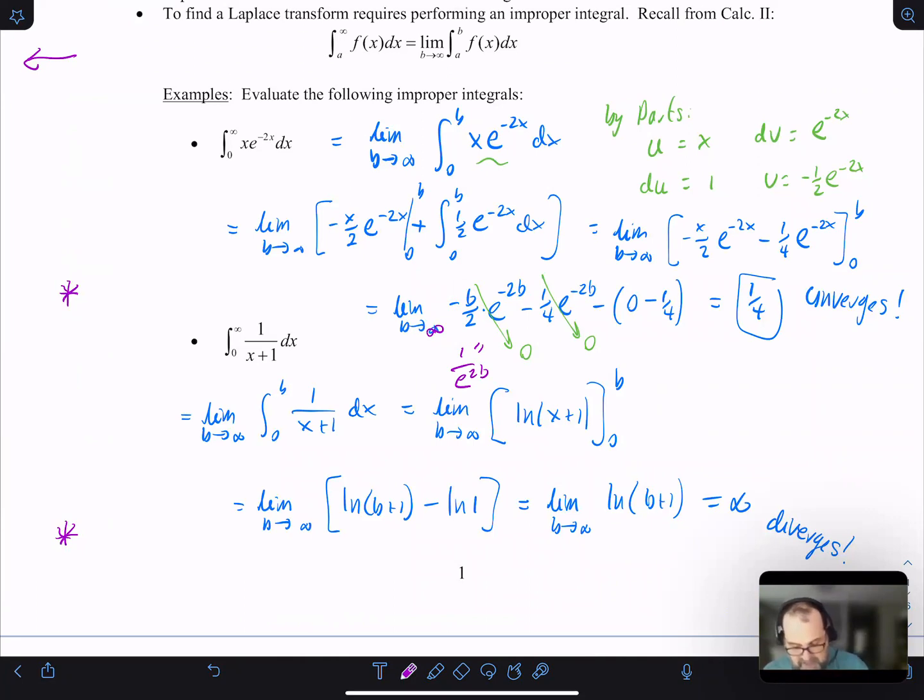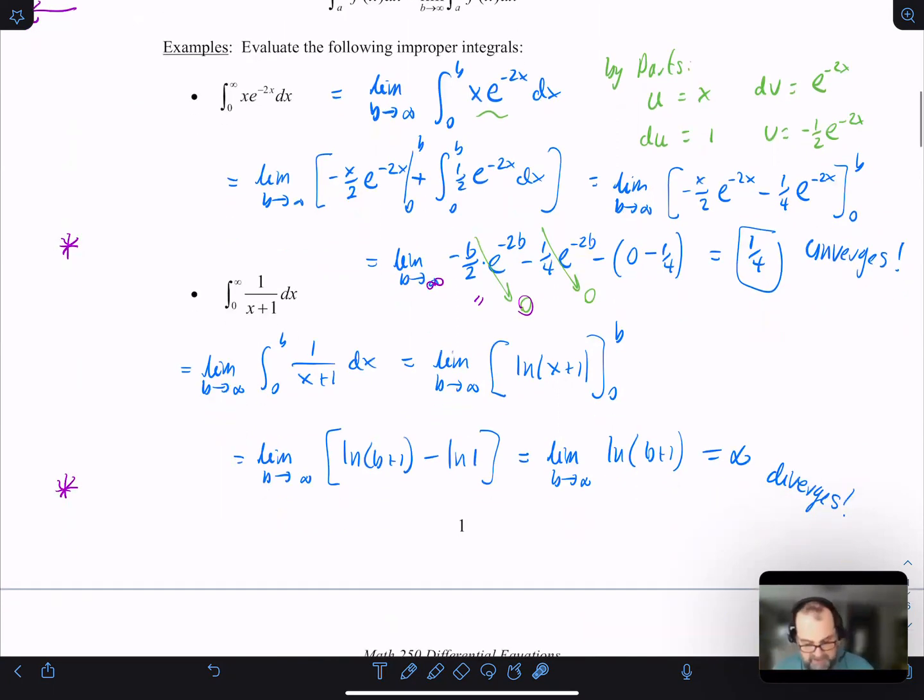So if b goes to infinity, 1 over e to the 2b is going to 0. So this is going to 0. This is going to 0, for the same reason. So this goes to 0, and we're just left with minus negative 1/4. So we get the finite result of 1/4. Since this is a finite number, this one converges. All right, so give one a go here on my open math.